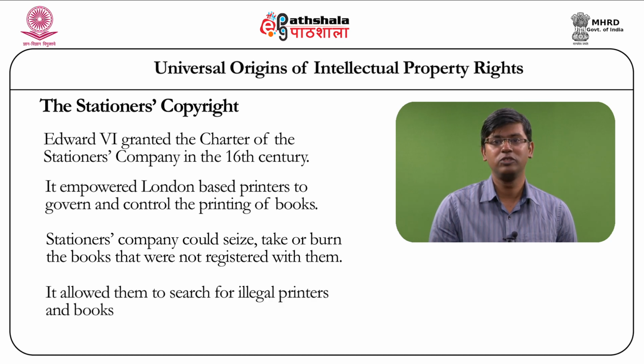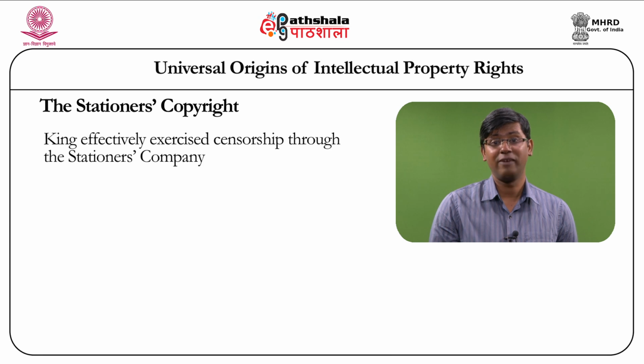It allowed them to search for illegal printers and illegal books. Largely, powers were granted to the Stationers' Company to go to places, do searches, and if they found an illegal printer or a book that was not necessarily allowed to be printed, they could confiscate it. They had the seizing power. They could burn the books that were not registered with the Stationers' Company. Right? Further, later on, the king effectively exercised the censorship through the company.